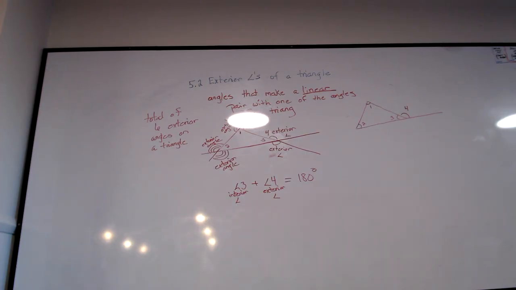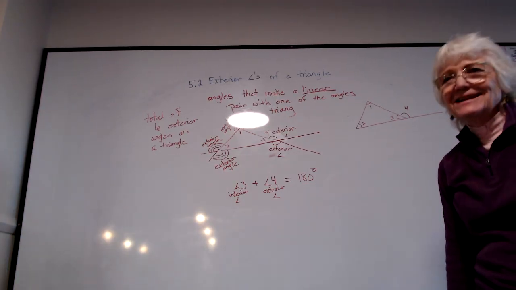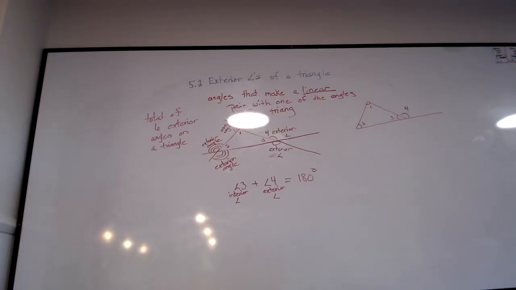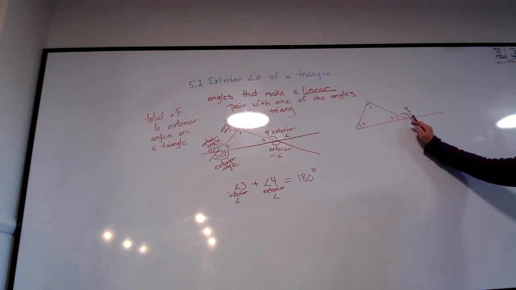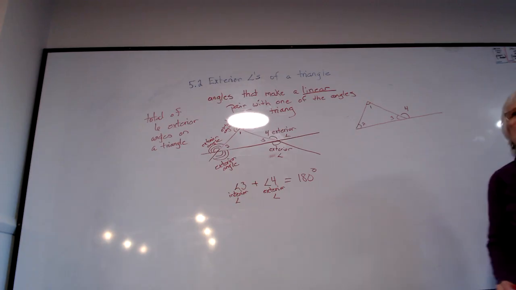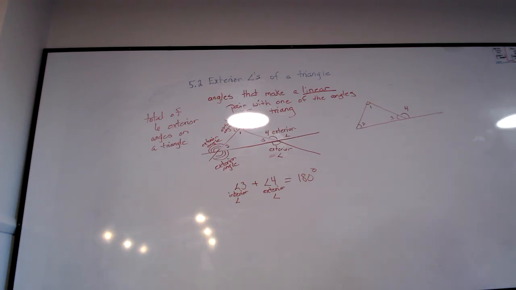So I'm redrawing it without all those pictures so we can look at it a little better. Okay, there's a theorem, which is really stating a fact, about angle inequalities here. What do I know about angle 4 compared to angle 1 and 2 in this triangle? What do you know?